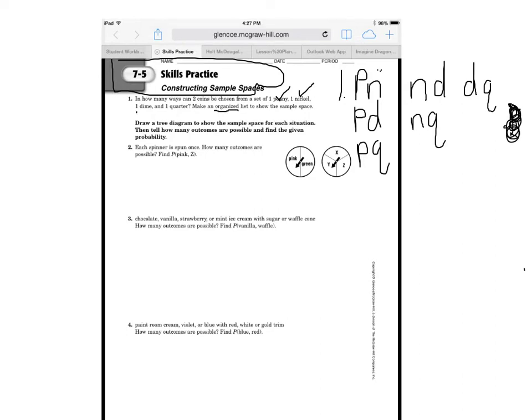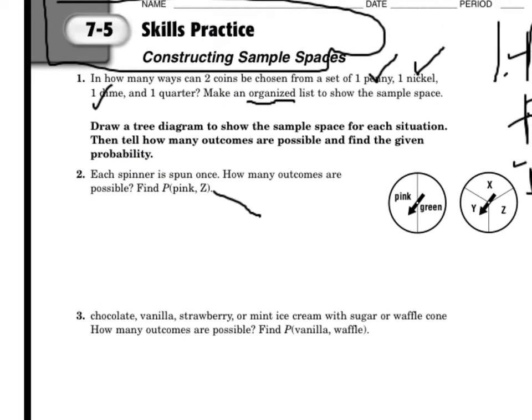Okay, we're not going to go back and say a quarter and a penny because look, we already have it. We're not going to go back and say a dime and a penny because we already have that one. You just list each one time. A penny and a dime is the same thing as a dime and a penny. So how many ways can we choose 2 coins? Now you just count these. 1, 2, 3, 4, 5, 6. Six ways.